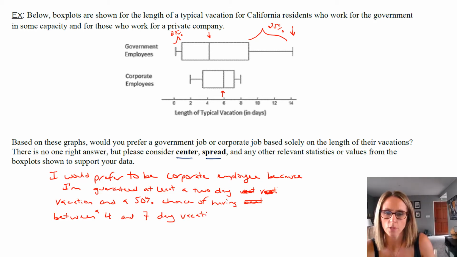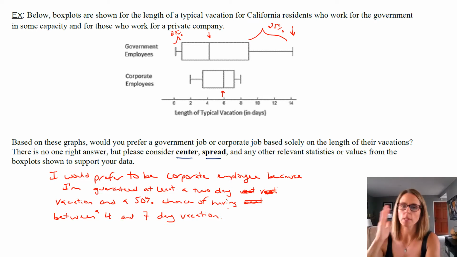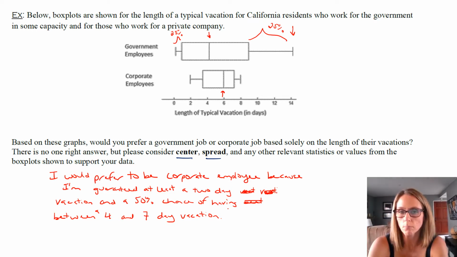So many things you could say there, using center, using the idea of spread, the variation with the data. But it's good to be able to understand box plots enough to say a little bit about the data by looking at them. That's chapter 3.